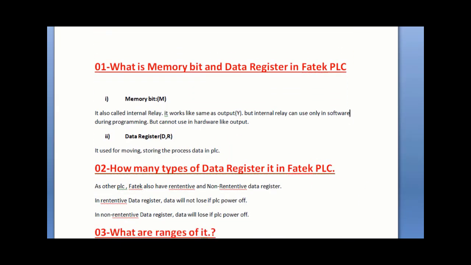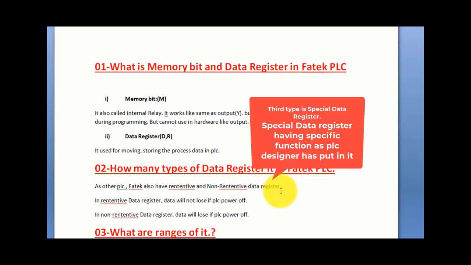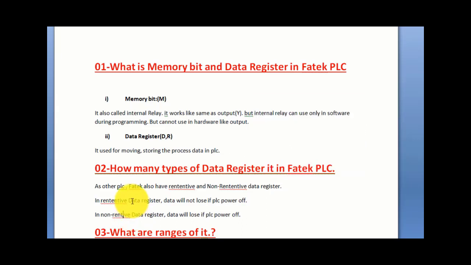The second question is how many types of data register are there in Fatek PLC. Like other PLCs, Fatek PLC has retentive and non-retentive data registers. There are two types of data register: one is non-retentive and one is retentive. In a retentive data register, data will not be lost if the PLC power goes off. If during running of the PLC the power goes off, this type of register will not lose its data. It will store its current data. In a non-retentive data register, data will be lost if the PLC power goes off. We can change the spelling: retentive.